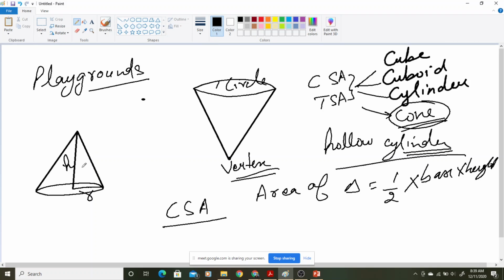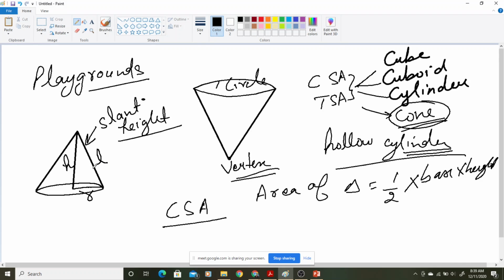But see, we will not take this height into consideration. हम ये वाली height consideration में नहीं लेते हैं जब हम cone का CSA find out करते हैं. We take this one, this L I am representing. You can see this height, this is known as slant height. Slant height. Why is it known as slant height?